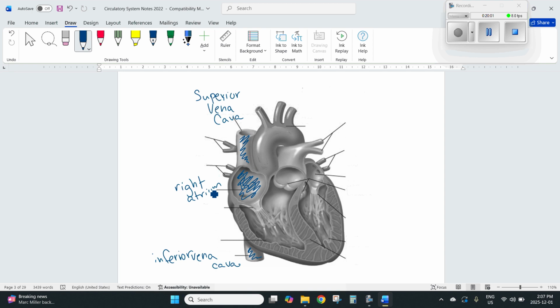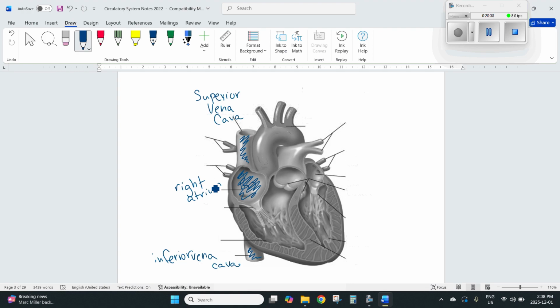Now, this sounds kind of weird because if you're looking at your piece of paper, this is the left side of the paper. But when we look at anatomy, it's as if it's your own organ. So if you were to lay on the table and you're looking at your heart, this is your right side. So it's always backwards in the body. The right atrium, or the right side of the heart, is on the left side of the page because it's as if you're laying on the table.